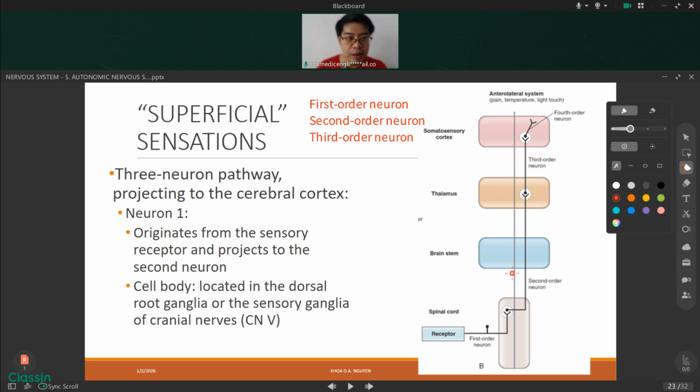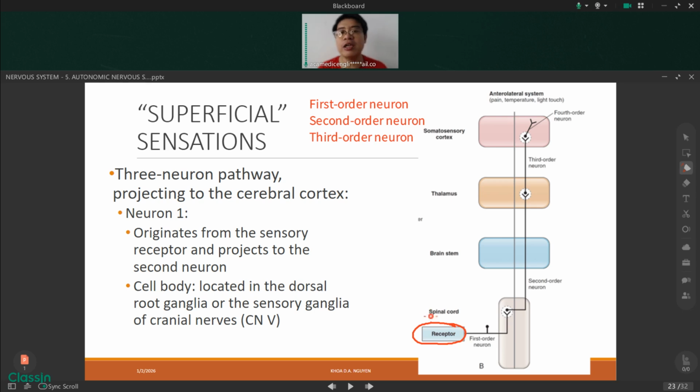The 1st order neuron always goes from the receptor in the periphery. For example, if you feel a pinprick over here and you feel pain, where is that pain going to originate? It's going to originate at the nociceptors, the receptors that sense pain at the tip of your finger. From there, what will happen? There will be a 1st order neuron that goes from that receptor all the way back.